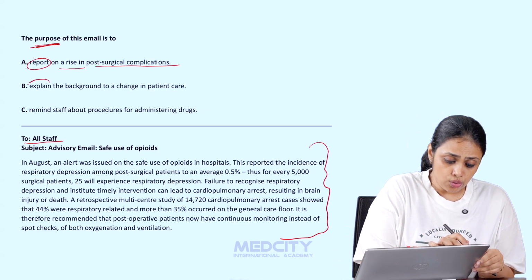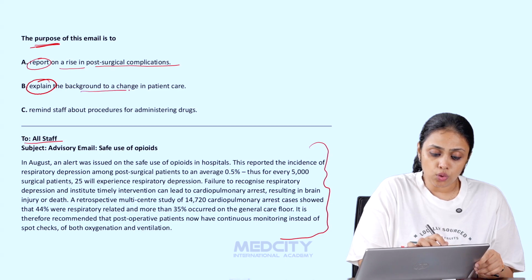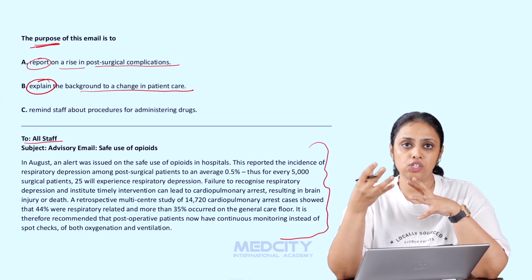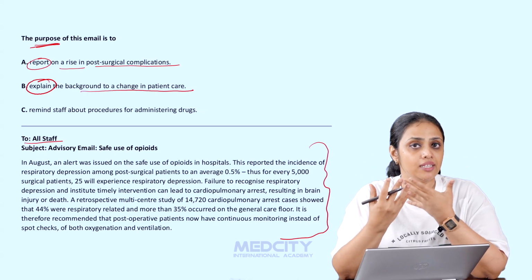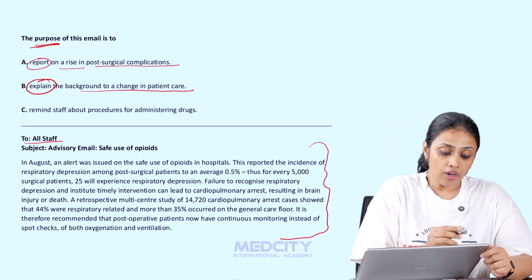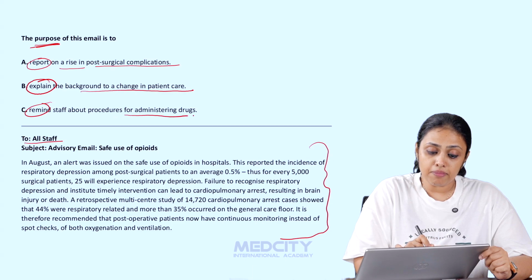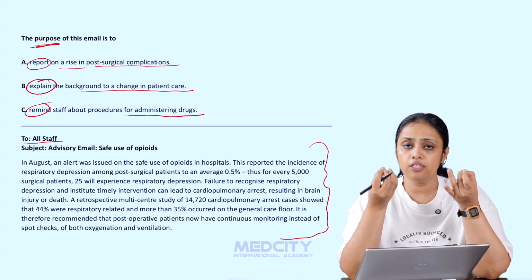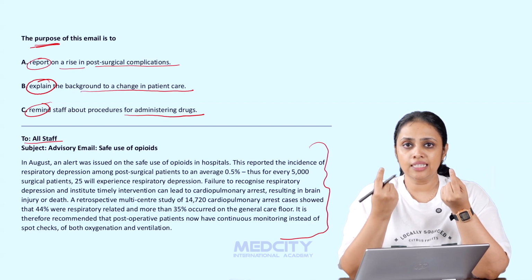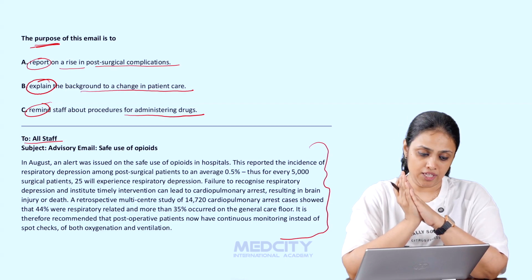Or is it trying to explain? What is it trying to explain? The background to a change in patient care. Some change is to be introduced in patient care, and the background, the reason why this change is put in place. Is the email trying to explain that, or remind staff about the procedures for administering drugs? Or is it a reminder? Reminder means already the reader would be knowing it. It's just telling them once again as to how to administer or give drugs to the patients.